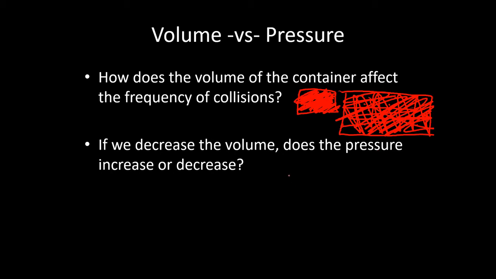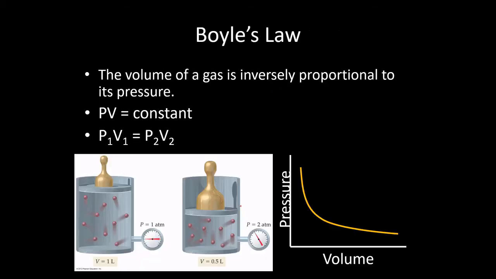So volume and pressure are actually going to be inversely proportional. If we decrease the volume, if we make the container smaller, because there's less room for the gas to move around in, the pressure is going to increase. So they are inversely proportional. As one goes up, the other one goes down. As volume increases, pressure decreases. As volume decreases, pressure increases. So they are inversely proportional.